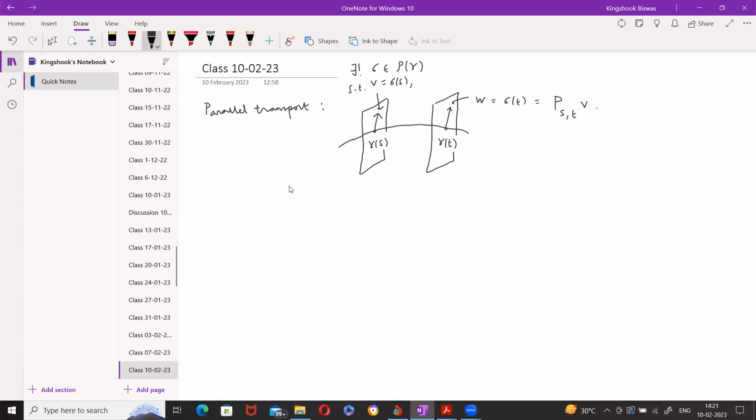Is the definition clear? Yes, sir. Okay. So you take a vector V at time S in the fiber at gamma S. You take the unique parallel section sigma, whose value at time S is equal to V. Then look at the value of sigma at time t. That gives you the parallel transport of V from gamma S to gamma t.